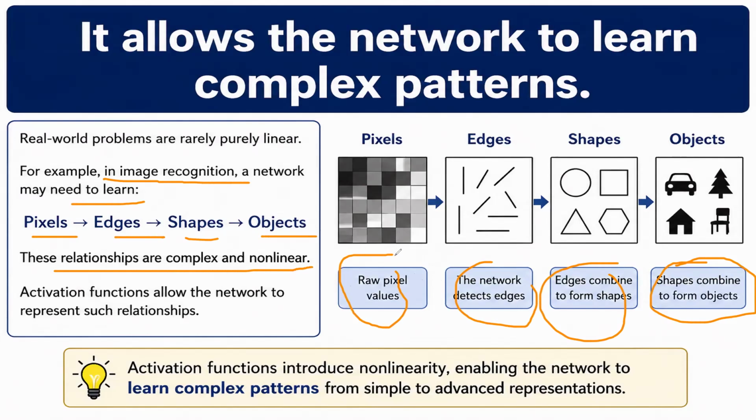If a pixel is detected, then the neuron is activated. If an edge is detected, the neuron is activated. Then edges are combined through the activation function. So the activation function introduces non-linearity and enables the network to learn complex patterns, from simple to advanced representations. So that's why activation functions are required.